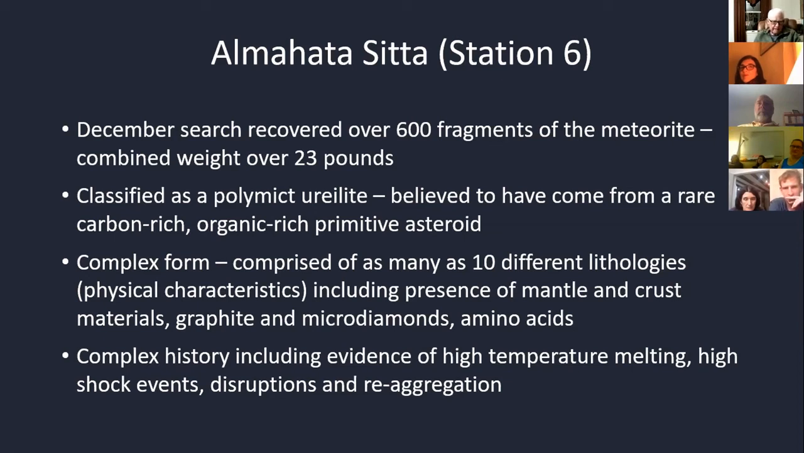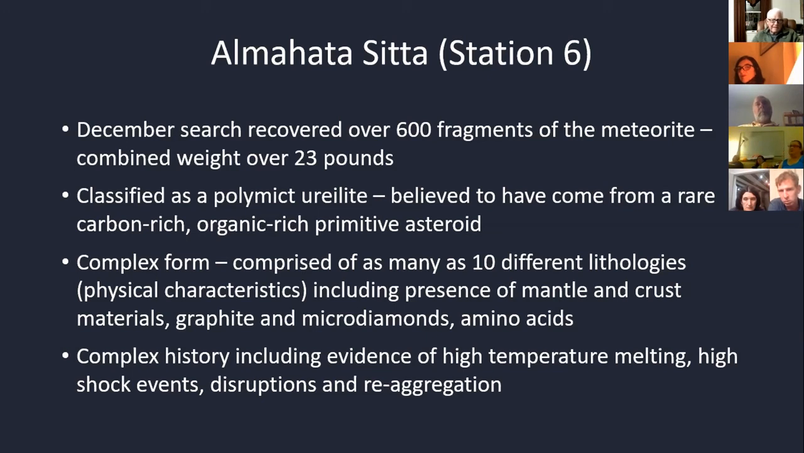It's classified as a ureilite, but only about 70% of the meteoric material recovered fell into that classification. The other 30% was from totally different types of meteorites. It has characteristics of coming from a very primitive world. It also has characteristics of coming from a very evolved world, where the world has differentiated into a crust and a core and a mantle.